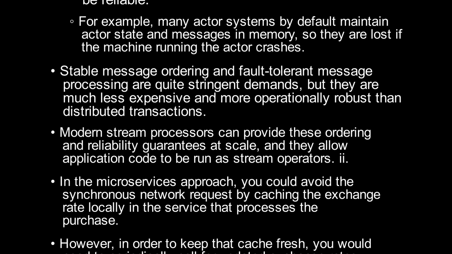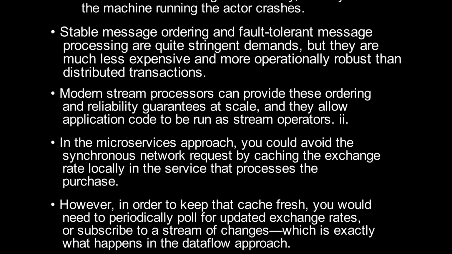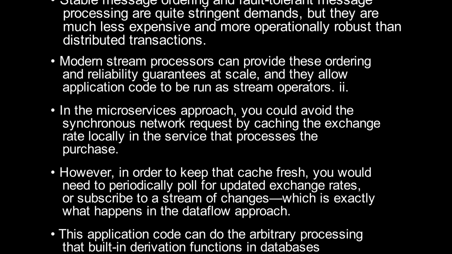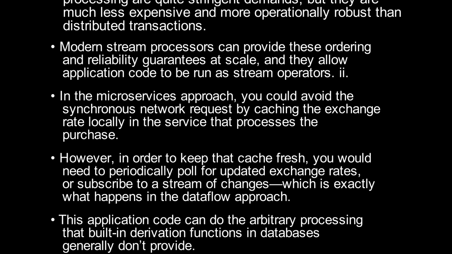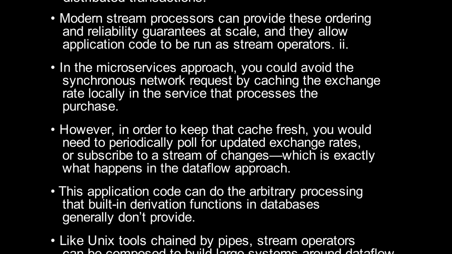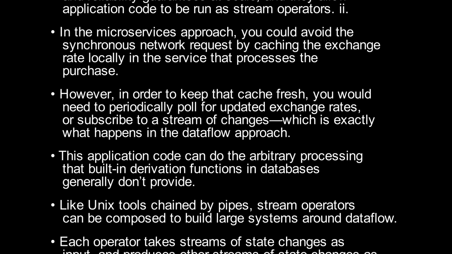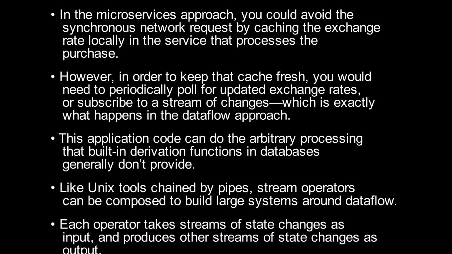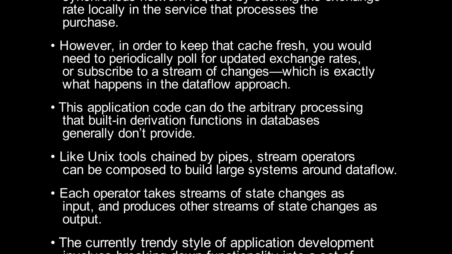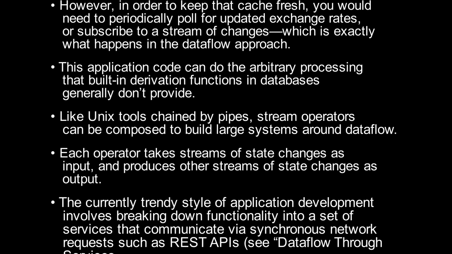In the microservices approach, you could avoid the synchronous network request by caching the exchange rate locally in the service that processes the purchase. However, in order to keep that cache fresh, you would need to periodically poll for updated exchange rates, or subscribe to a stream of changes, which is exactly what happens in the Dataflow approach. This application code can do the arbitrary processing that built-in derivation functions in databases generally don't provide. Like Unix tools chained by pipes, stream operators can be composed to build large systems around Dataflow. Each operator takes streams of state changes as input and produces other streams of state changes as output.